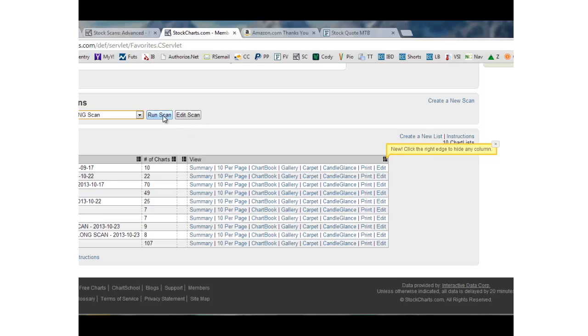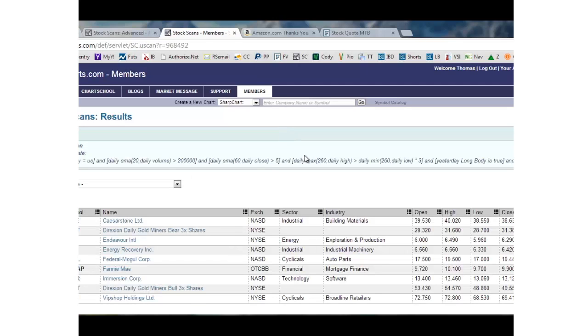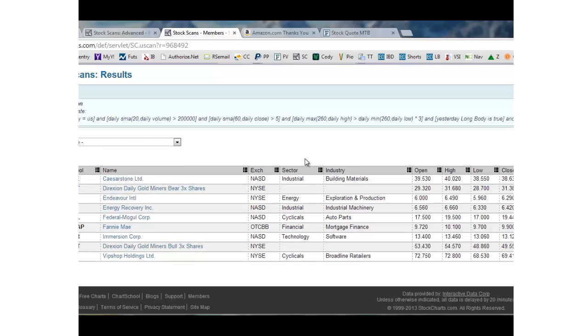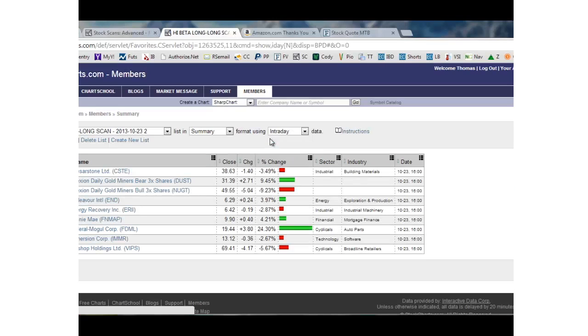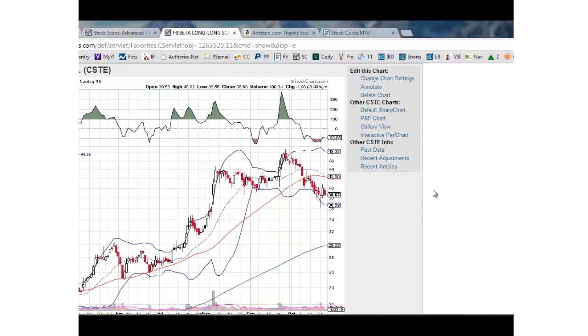So for purposes of our time today, I just wanted to run the scan without those further filters in there, and take a look at what we've got. Here we have 9 stocks that came through the scan. I already have them in a watch list, but let's go ahead and put them in a watch list. We'll just do it briefly here, and then we'll look at these charts one by one.